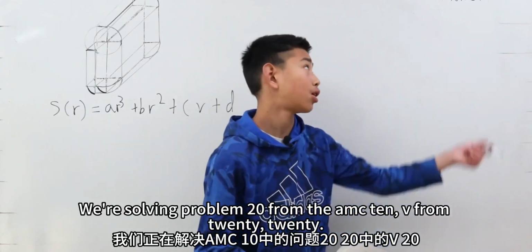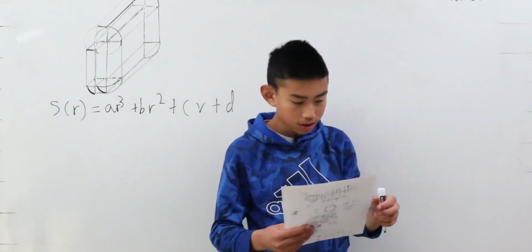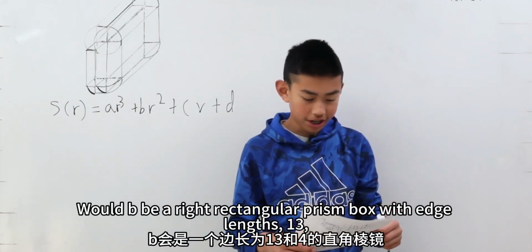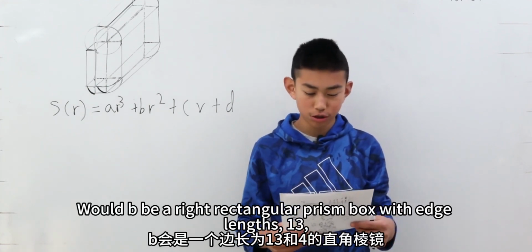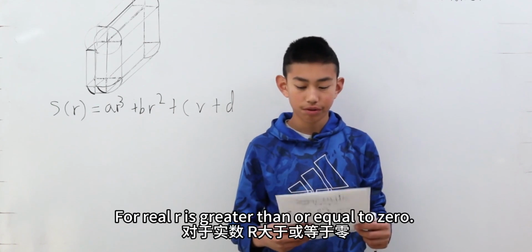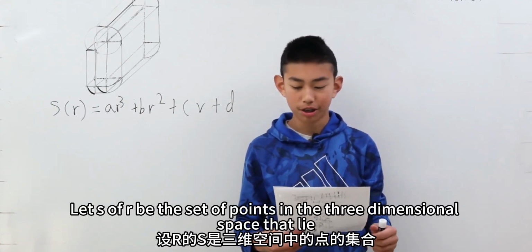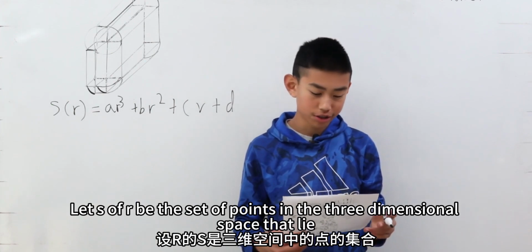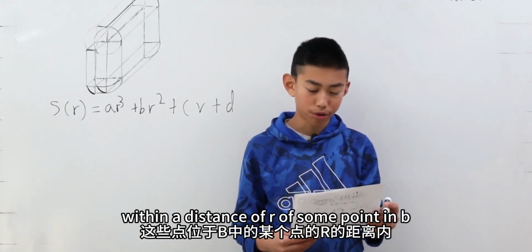We're solving problem 20 from the AMC 10B from 2020. Let B be a right rectangular prism box with edge lengths 1, 3, and 4 together with its interior. For real R greater than or equal to 0, let S of R be the set of points in three-dimensional space that lie within a distance of R of some point in B.